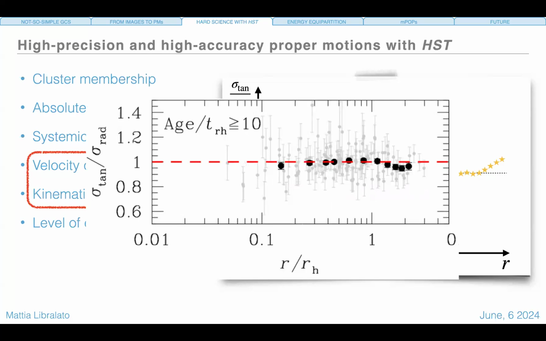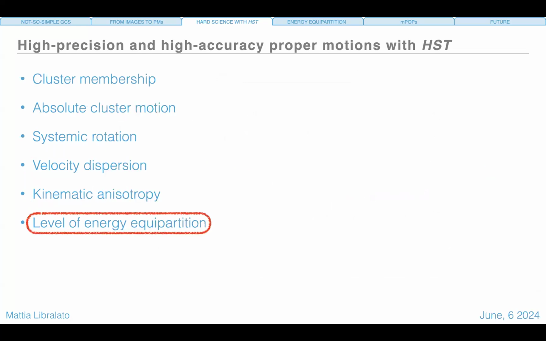Okay. Good. So the last ingredient I would like to discuss today in more detail is the level of energy equipartition, and this is one of the topics that I like the most. It is one of the most challenging measurements that you can make with proper motions nowadays. It's also one of the few things that you can do only with HST and not with Gaia.